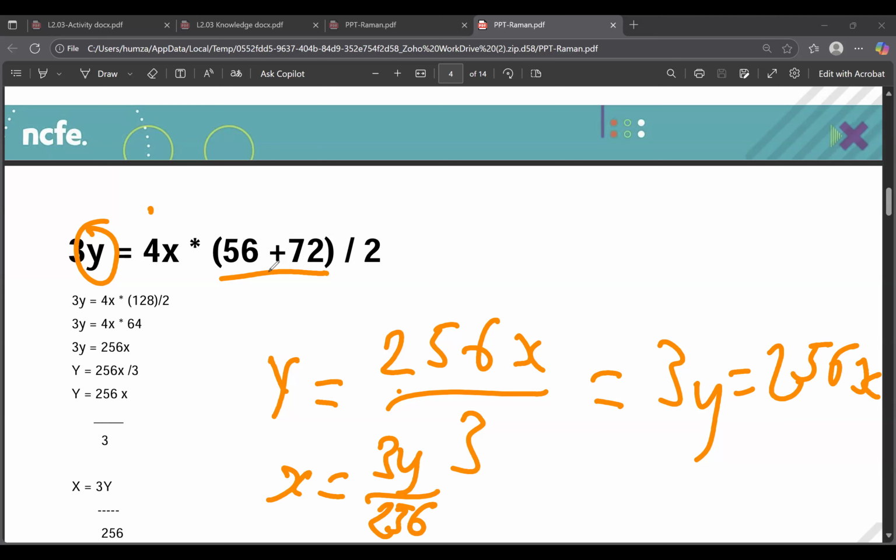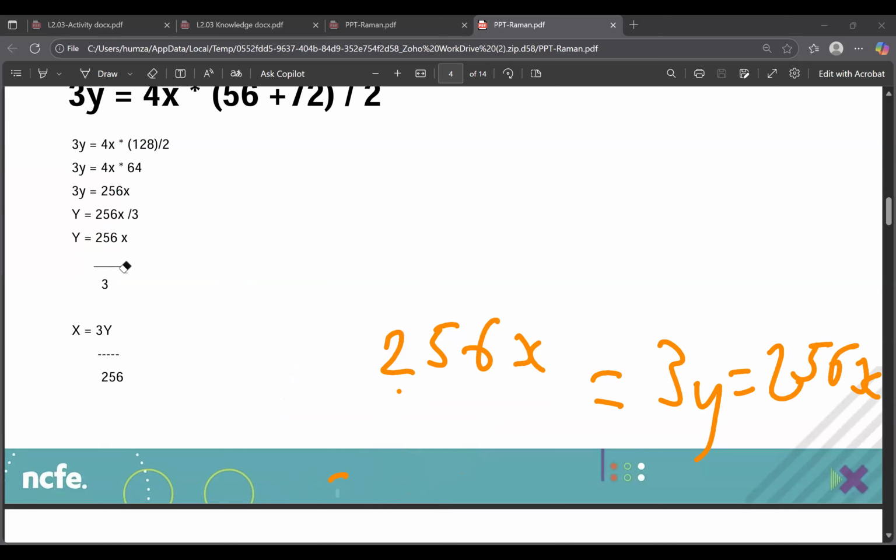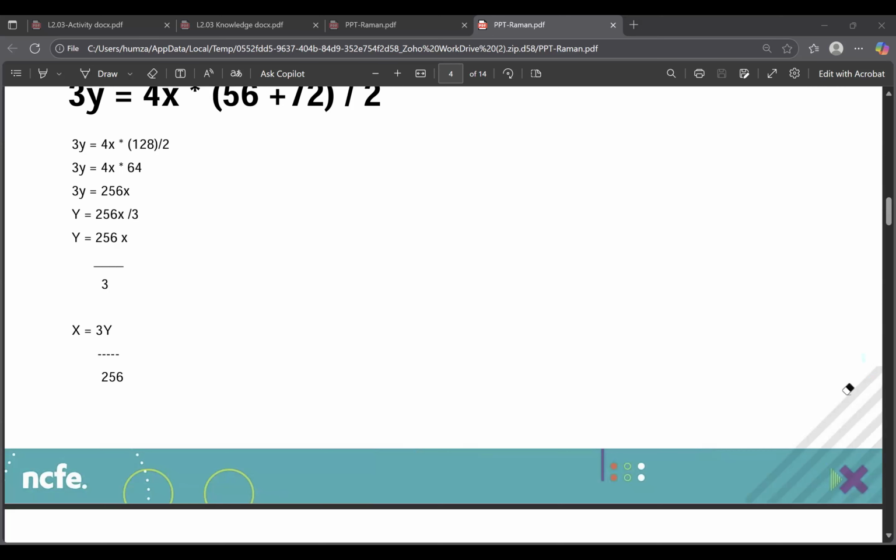So that is the value of x in this. Do you understand why? Yeah. Or, no.